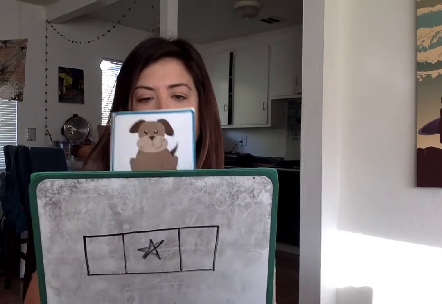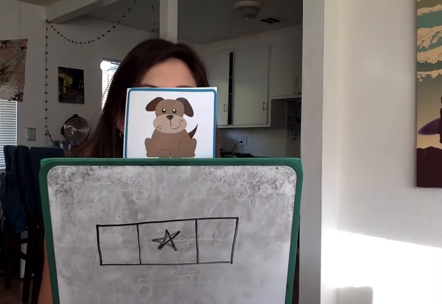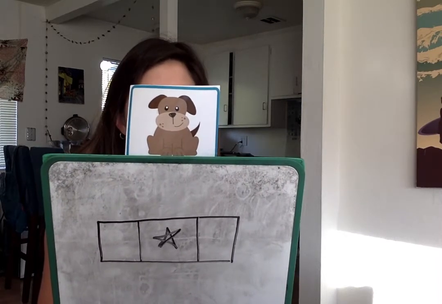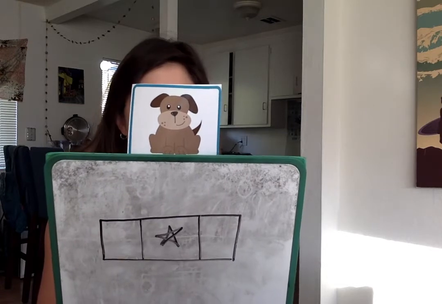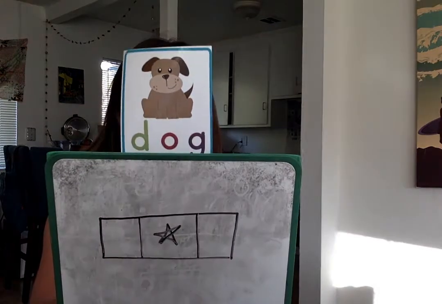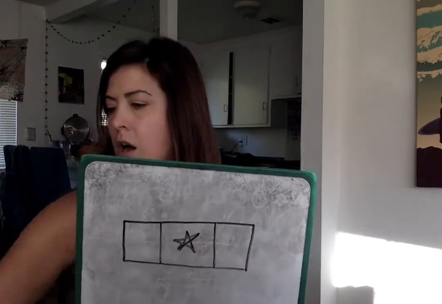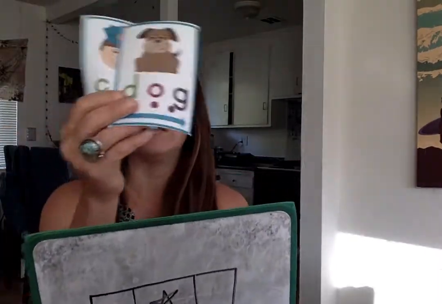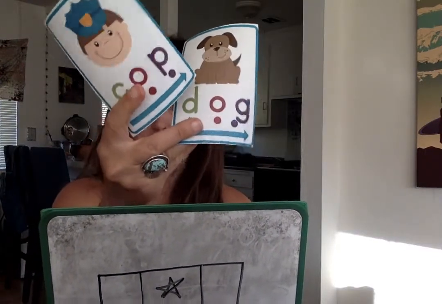We have a few more of these. The word is dog. What's the middle sound that you hear in dog? Aw is made by what letter? O. So dog can go in the same pile as cop because they both have the O sound in the middle.